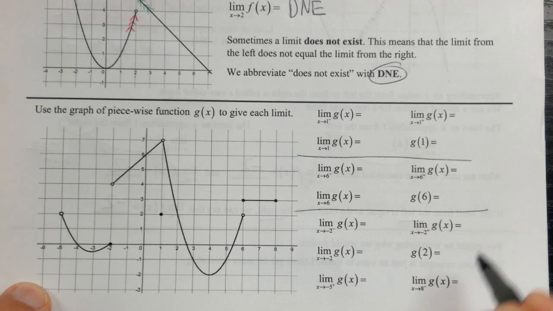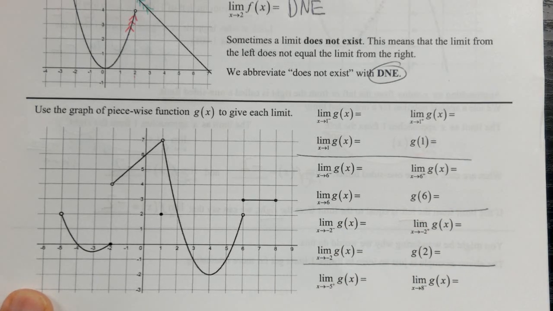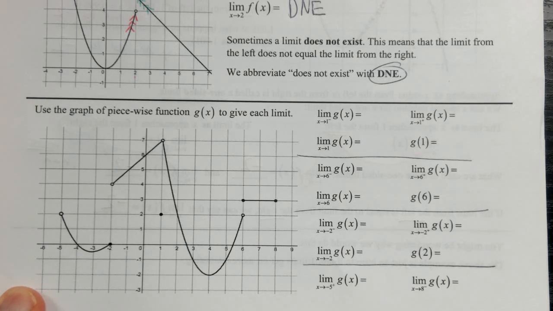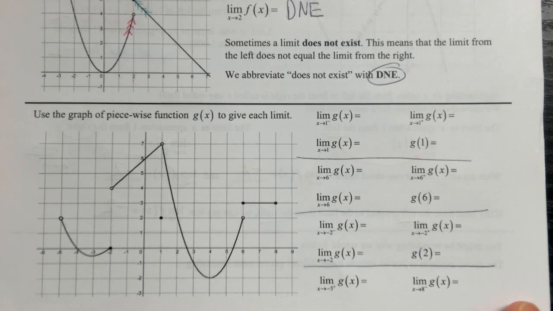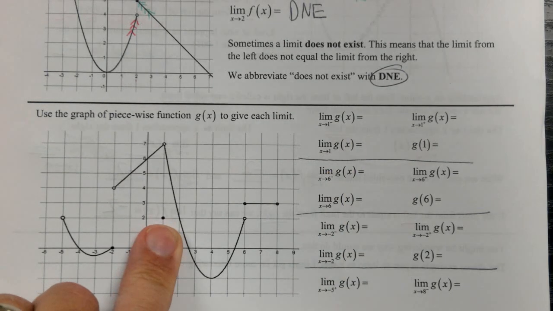On the next set of questions, I would say they're kind of grouped like that: 4, 4, 4, and 2. Because it goes left limit, right limit, overall limit, and then the function value. Let's do the first one together, and then I'll pause and let you do the rest. So limit as x approaches 1 from the left.